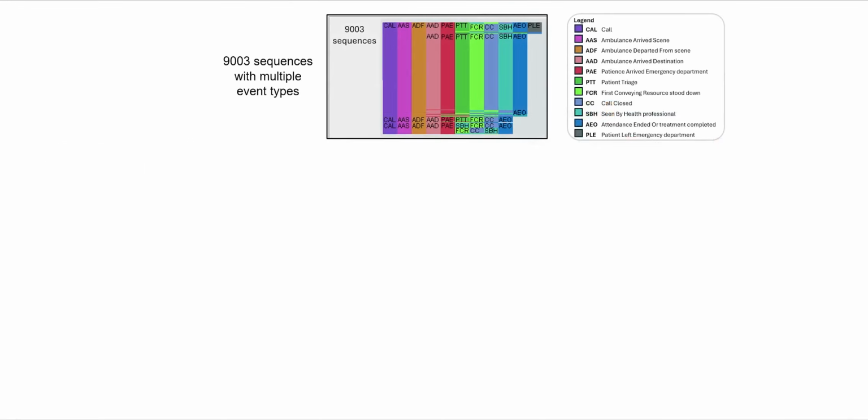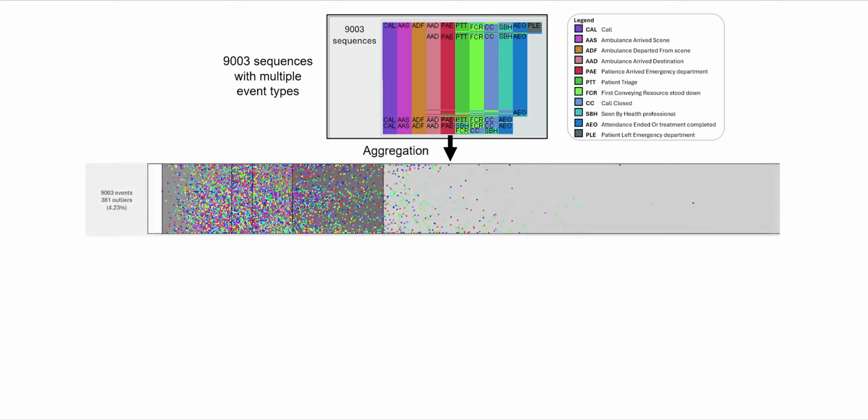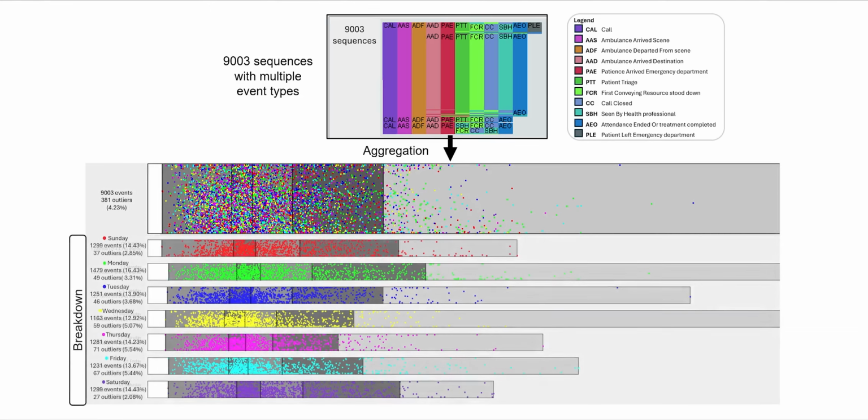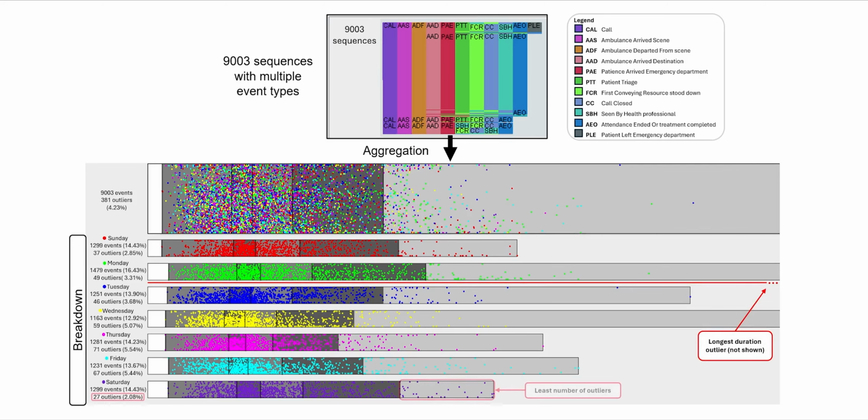This example shows how using aggregation, an EventBox helps study 9,003 sequences representing the journey of patients leading to a visit to an emergency department. The EventBox is broken down into days of the week to analyze the difference in durations and the number of outliers depending on the day.